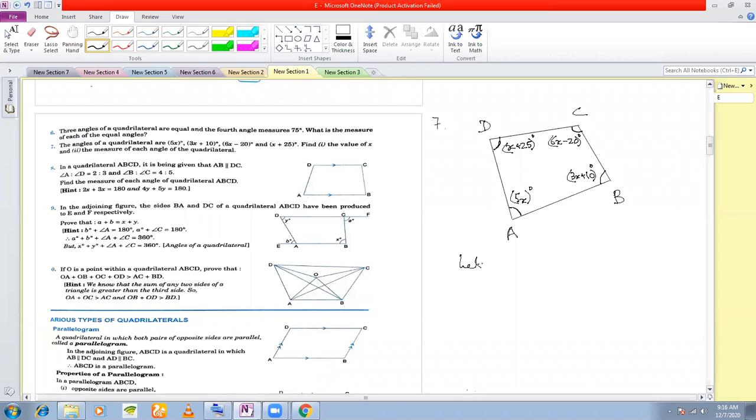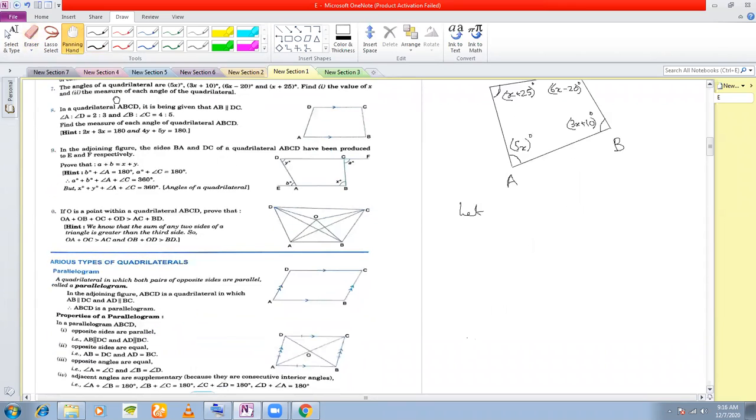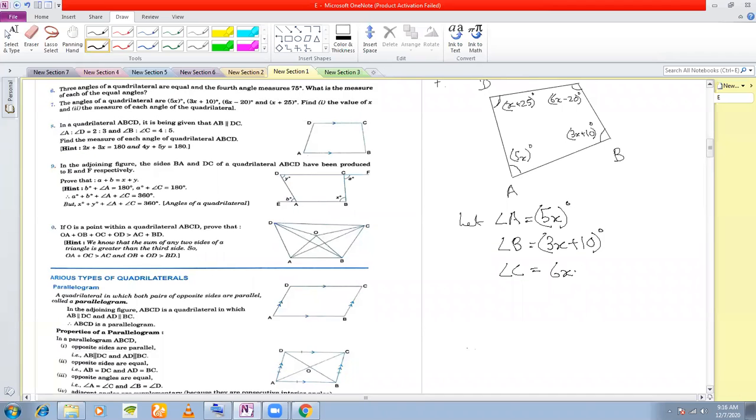So I write here, let angle A is equal to 5x degree. Angle B is equal to 3x plus 10 degree. Angle C is equal to 6x minus 20 degree. And angle D is equal to x plus 25 degree. These are the four angles.